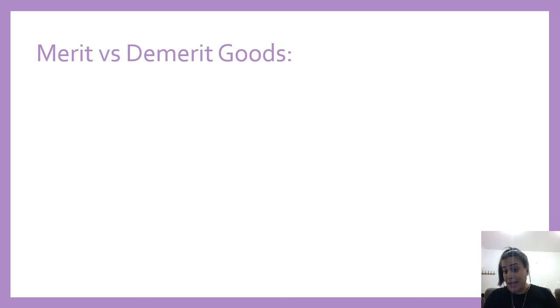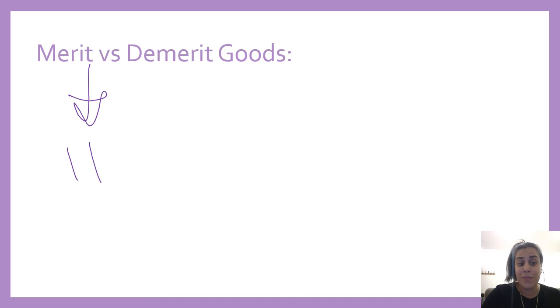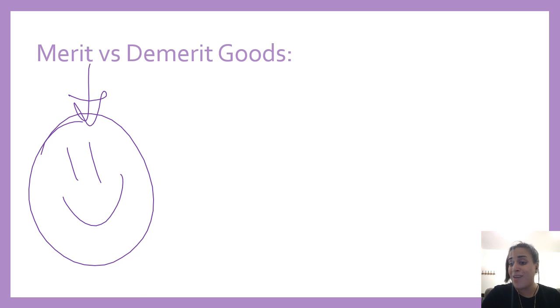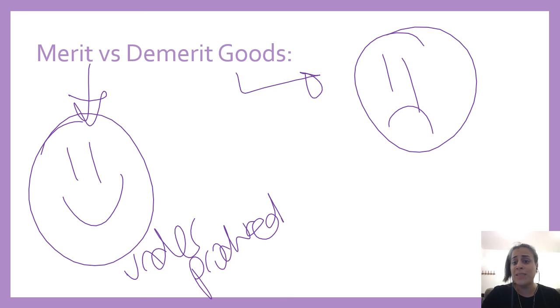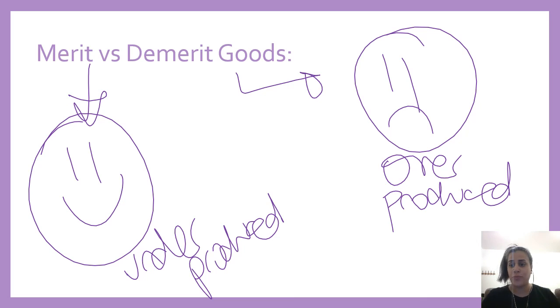Merit versus demerit goods. What we're doing right now is like a summary, all right? So when I'm talking about merit goods, they are goods provided to us by the government and they benefit us, but unfortunately, they will always be underproduced in a free market economy. Whereas demerit goods are goods that harm us, they are not good for us, but unfortunately, in a free market economy, they would always be overproduced or overconsumed.